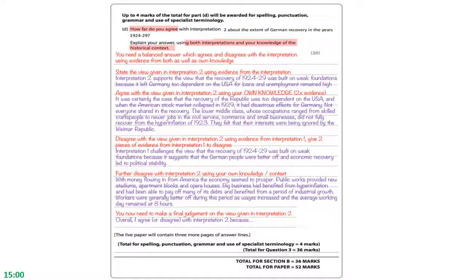But then find a reason to disagree. Disagree with the view given in interpretation 2 using evidence from interpretation 1. Give 2 pieces of evidence from interpretation 1 to disagree. So, interpretation 1 challenges this view. Remember, you've got to use both interpretations. So just because you're being asked whether you agree or disagree with interpretation 2, use interpretation 1 to help you. But make sure you've got your own knowledge in there as well. Don't just think you can use interpretation 1 and forget everything that you've revised. You need to put your own knowledge in there. I can't emphasize that enough. Okay?